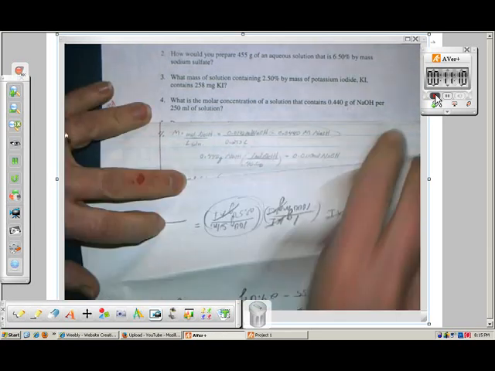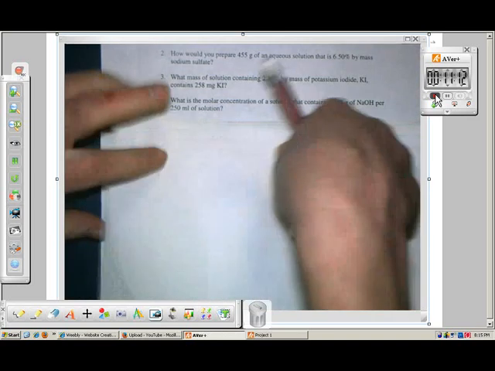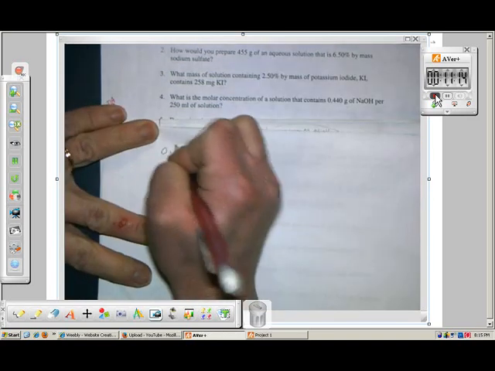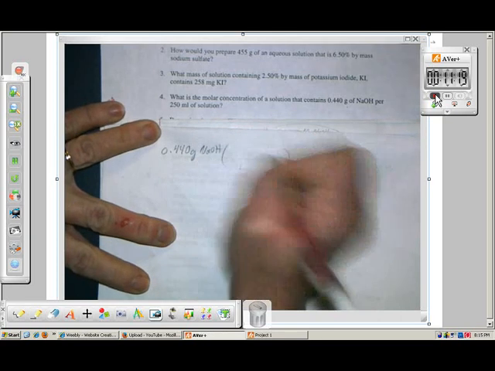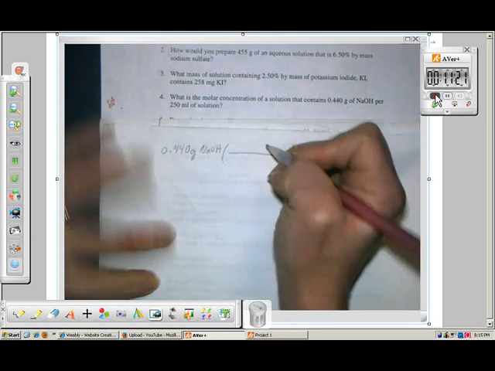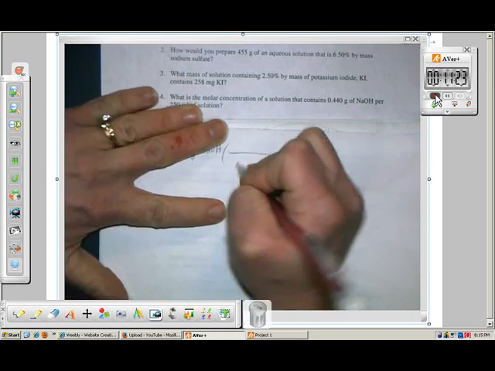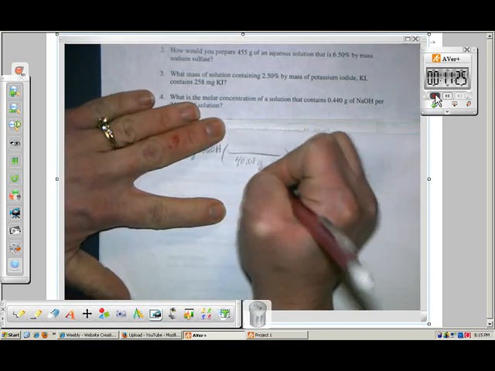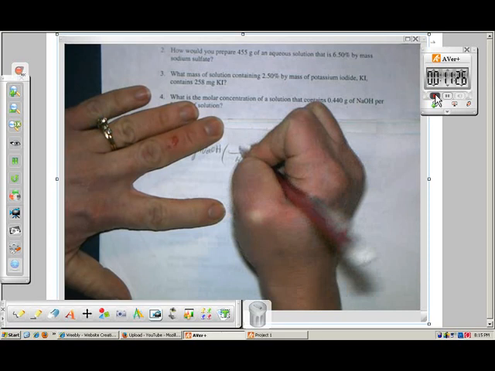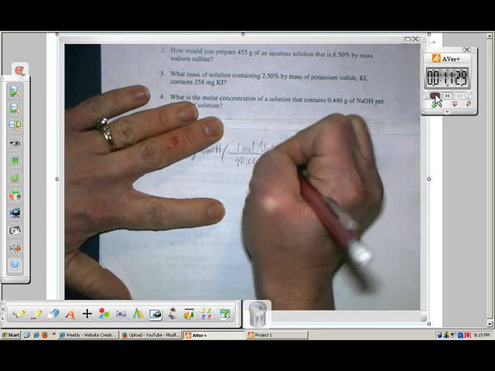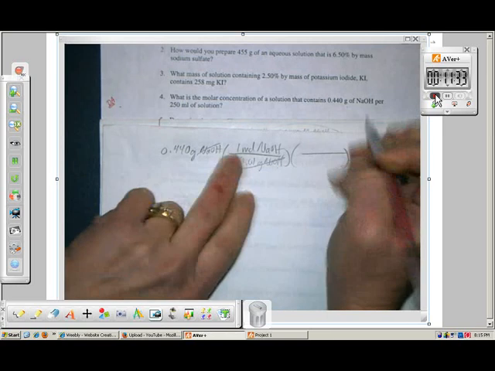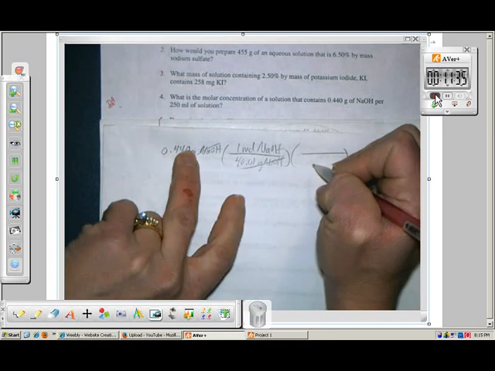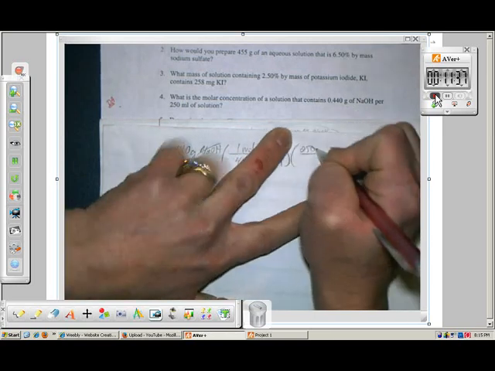So if we have 0.44 grams of NaOH, we know we need moles of NaOH per liter of solution at the end of the day. There's 40.01 grams of NaOH for every 1 mole of NaOH. So there's the numerator we need. And I need per liter, well, I have 250 milliliters of solution.